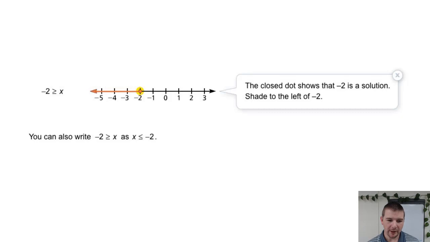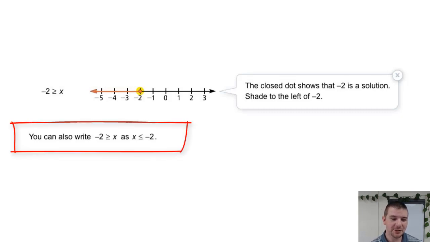-2 is greater than or equal to x. Don't get confused just because the variable is on the right-hand side. It's possible to flip the entire inequality as long as you flip the symbol as well. We could rewrite this, or just think of it, as x is less than or equal to -2. Keeping that in mind, the "or equal to" tells us that the dot will be shaded, or a closed dot. And then we're talking about all values that are less than or equal to -2. So the arrow points to the left.